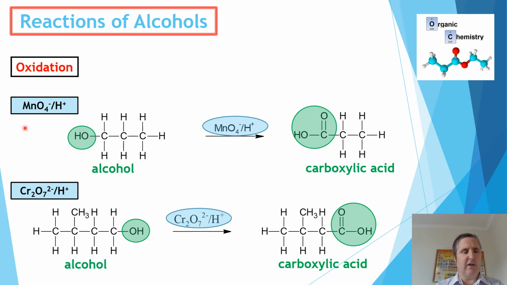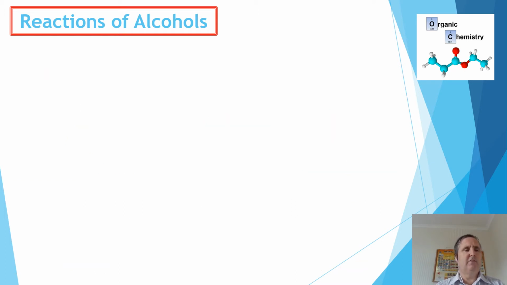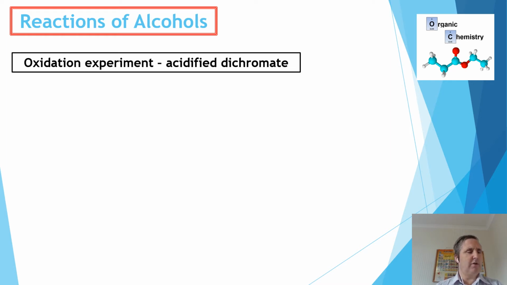Notice what's actually happened is this carbon here has lost its two hydrogens and gained a double bond oxygen. And that's the same that happened here. The carbon that's attached to the OH lost two hydrogens and gained a double bond oxygen. Now this reaction is important because these two reactions are a test for alcohols. At level 2 chemistry, we use these two reagents to test, and if we notice a color change, we say that there is an alcohol present.